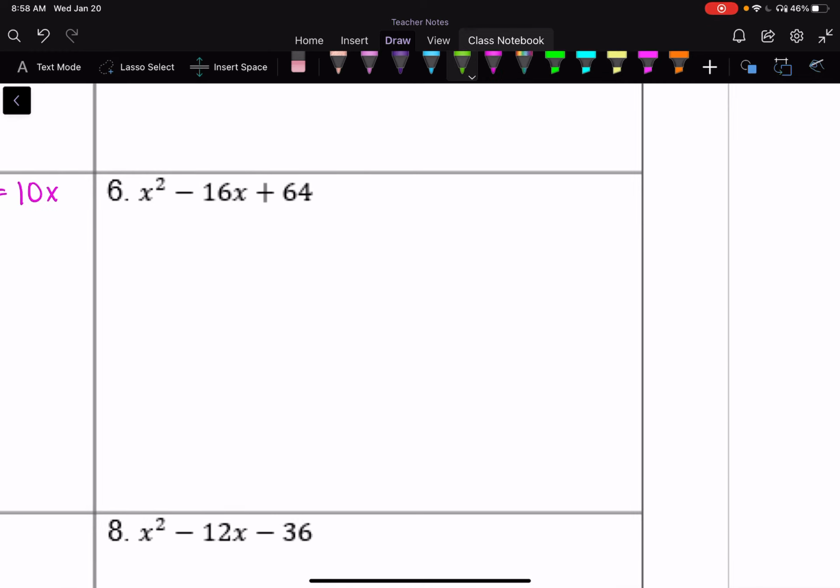For number 6, it breaks down to x squared and 8 squared. Since all of my terms are not positive, we know that if this is a perfect square trinomial, it will add to be negative 16x. So both of my terms need to be negative. So negative 8x minus 8x gives me negative 16x, which is what I'm looking for. So that's x minus 8 squared for my final answer.